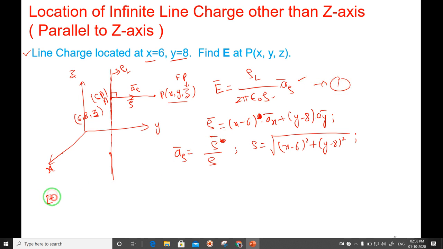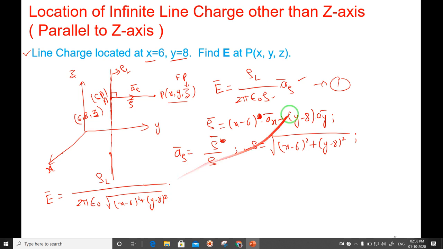So I will rewrite the formula. E vector is equal to rho L by 2 pi epsilon naught. Rho is this, substitute here: under root of x minus 6 whole square plus y minus 8 whole square, into a rho. What is a rho? Vector rho divided by rho. Vector rho is x minus 6 into ax plus y minus 8 into ay, divided by the magnitude. The magnitude is rho, root of x minus 6 whole square plus y minus 8 whole square.